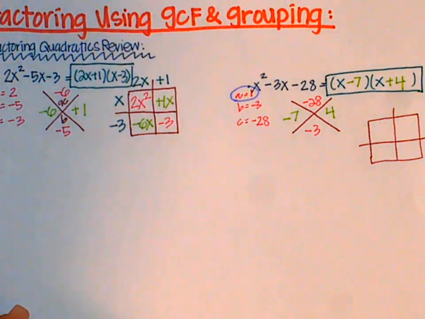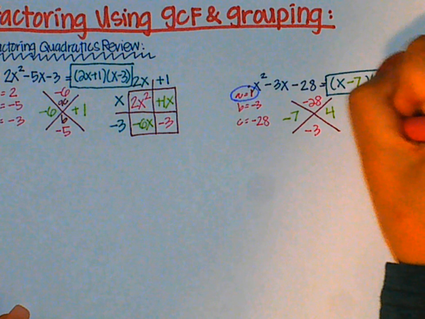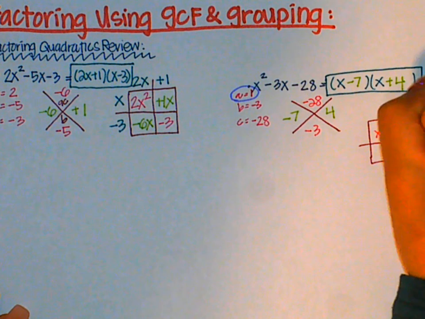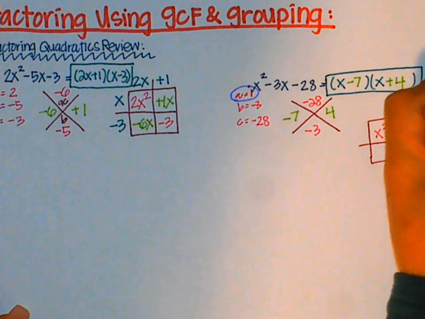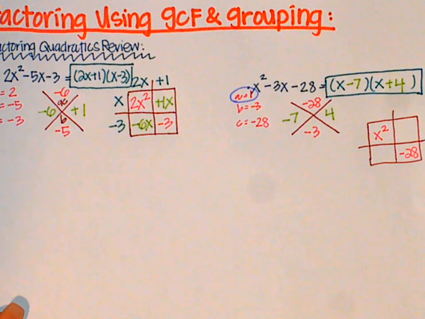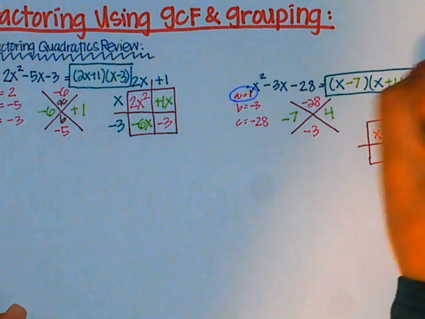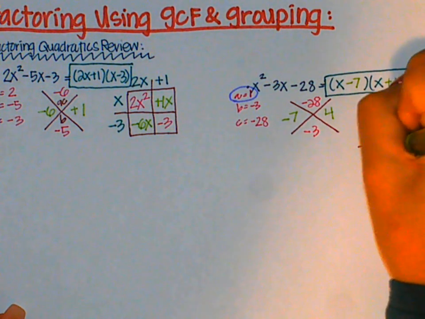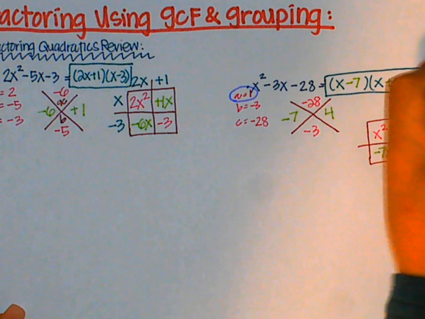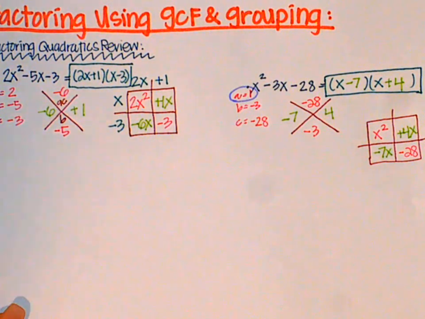So in the first box, I'm going to put my first term, which is x squared. My last box is my last term, that's c value, which is negative 28. Then I'm going to do negative 7x and then positive 4x. I like to keep my signs.